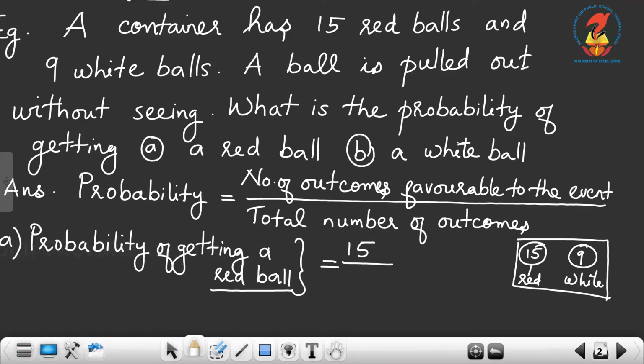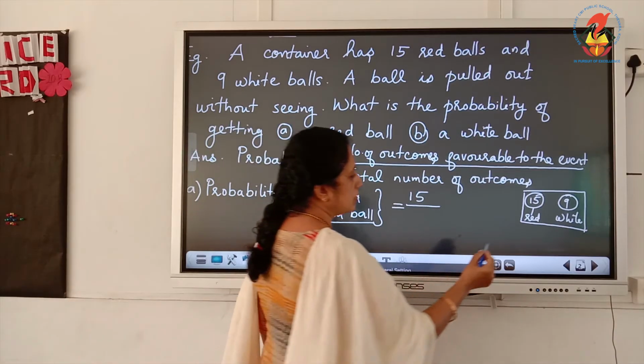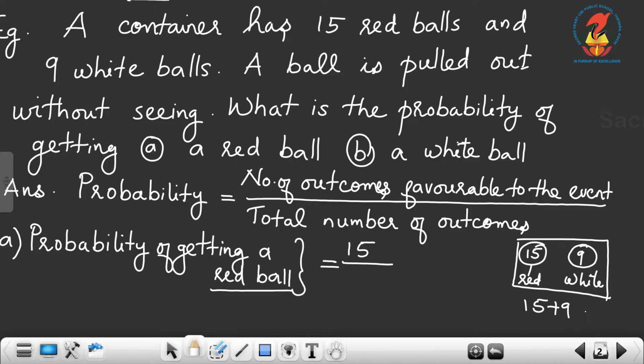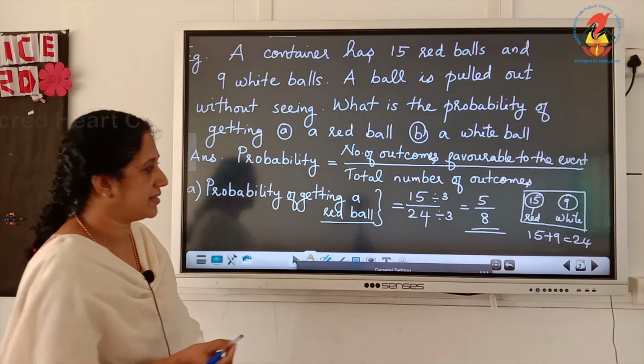So 15 divided by total number of outcomes. The meaning is that total number of balls. So total number of balls is 15 plus 9 equal to 24. So 15 divided by 24. Now we can reduce to the lowest form, divided by 3, which is equal to 5 by 8. So the probability of getting a red ball is 5 by 8.